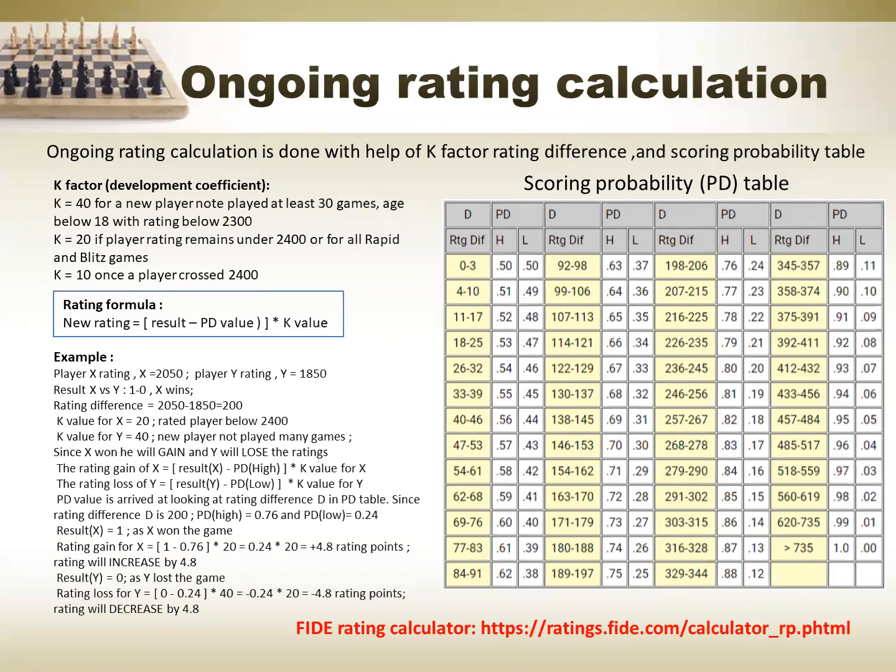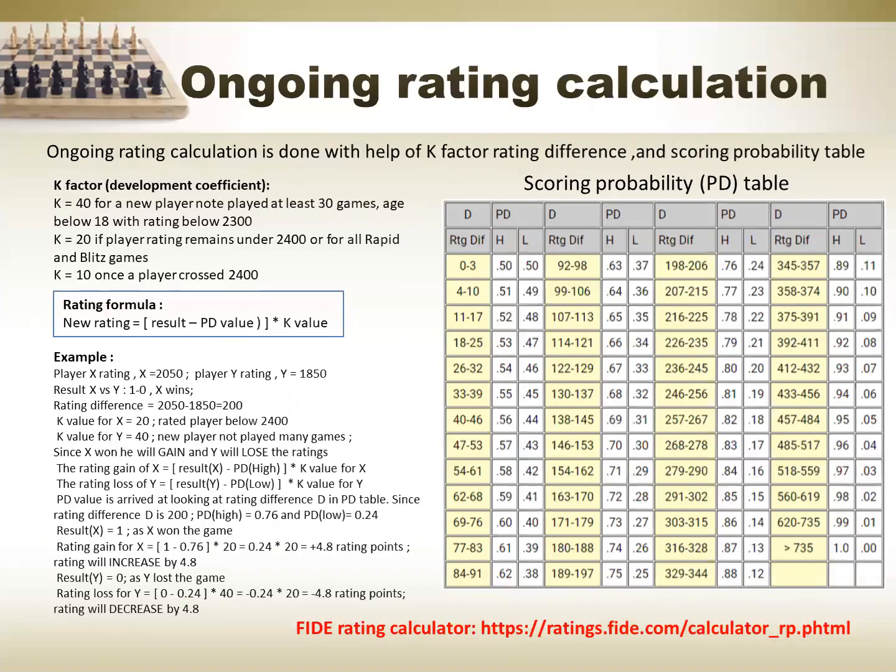So once you get the initial rating, another formula is used to compute the ongoing rating. It basically uses a factor called K, the development coefficient. The K is 40 for a new player, or one who has not played more than 30 games, and has age less than 18 with rating below 2300. The K becomes 20 if the player rating is more than 2300, and for all rapid and blitz games for a more established player. Once the player crosses 2400, title players, the K becomes 10 and it stays there.